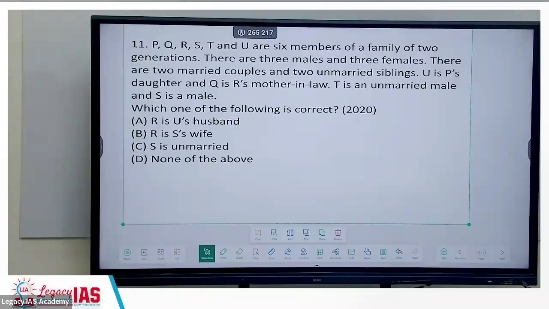The important keyword here is this family has only two generations. Understand? So there can be only two horizontal lines in which you will draw the whole diagram.